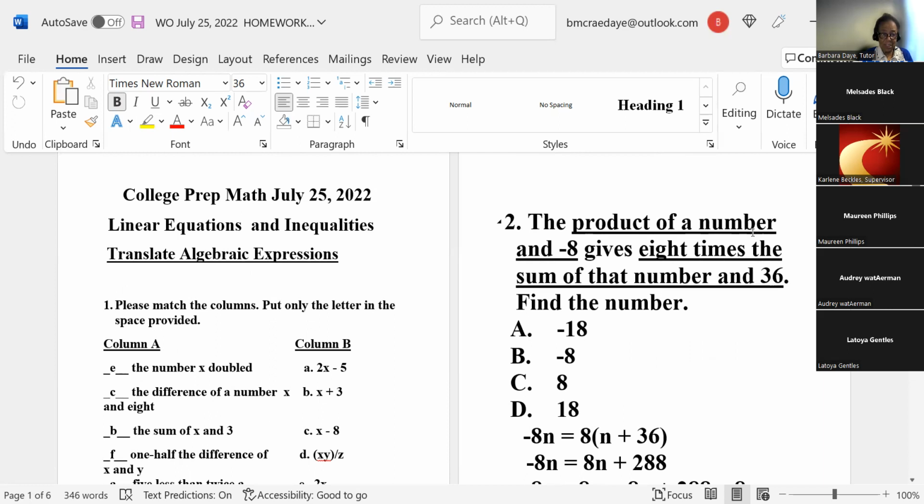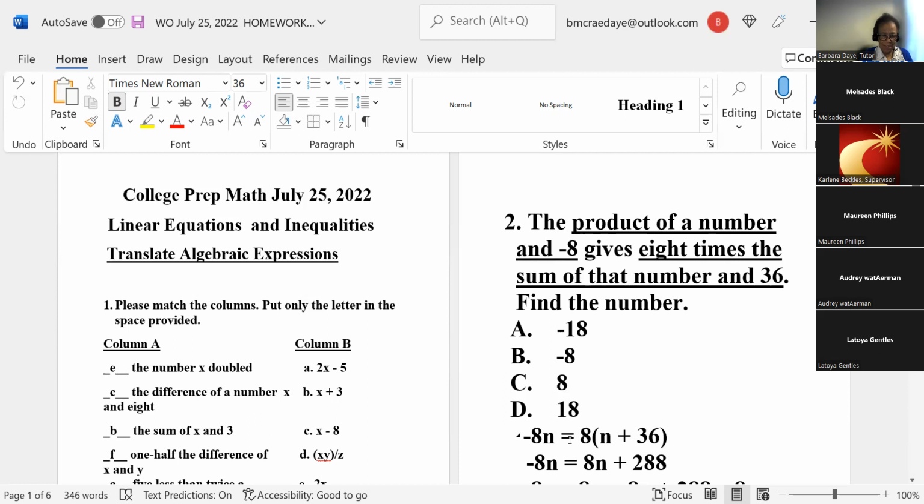You're given that you take the number and multiply it by -8. That's what we did here. That's equal to 8 times the sum of the number plus 36. So the sum of the number plus 36 is n plus 36, and that's why n plus 36 is in the parentheses. It's 8 times the sum of n plus 36.